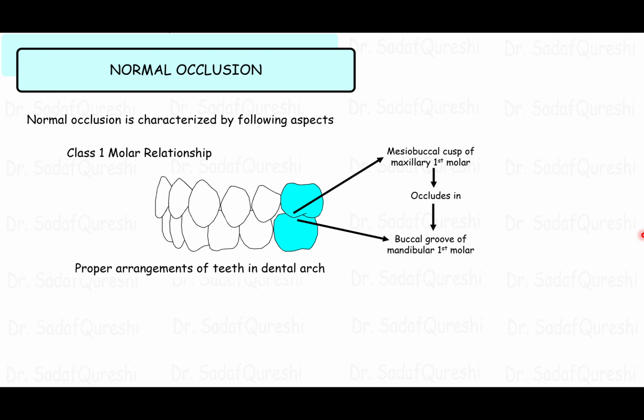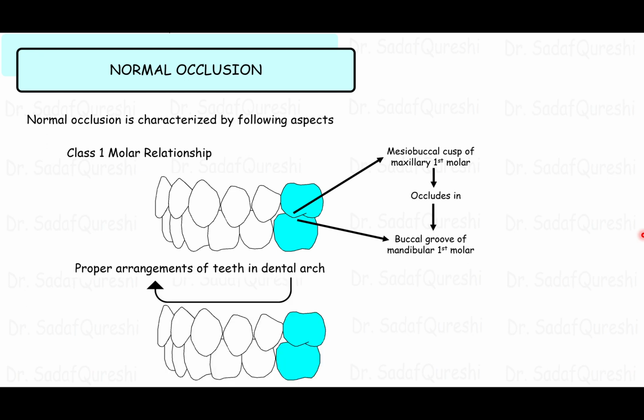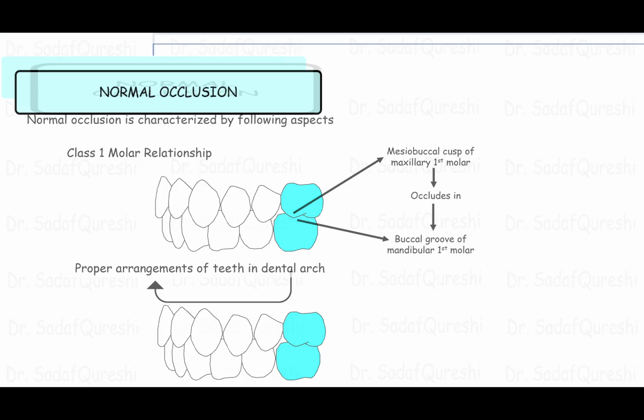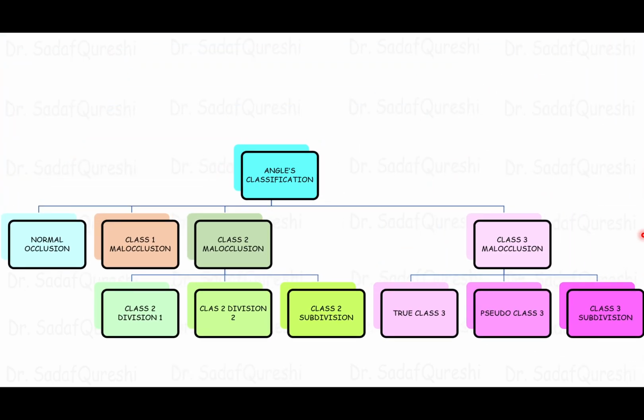The second aspect of normal occlusion is the proper arrangement of teeth in the dental arches. So these are the two aspects on the basis of which we can classify occlusion as normal occlusion. The first is class 1 molar relationship and the second is proper arrangement of teeth in dental arches. Now we will talk about class 1 malocclusion.